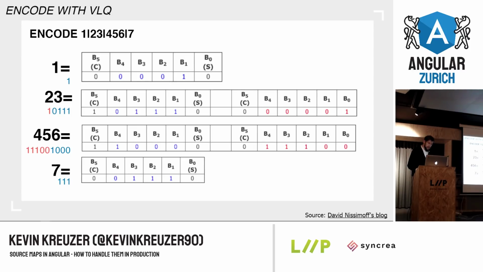So if we would then just write all these segments after each other, we would end up with something like that. And as you can see, those are always 6 bits. This is a good fit for base 64 encoding. And if we encode those values, we would get something like this. And those are actually the values that you see in the mappings array. So this is basically how VLQ works and how it is done.